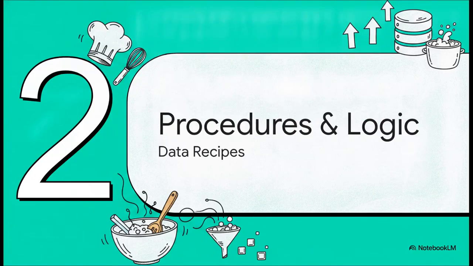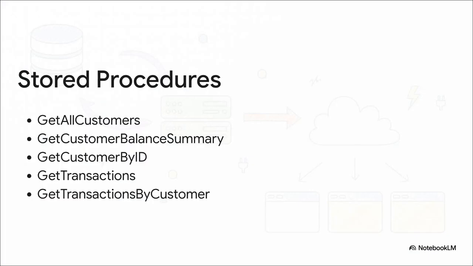Section 2, stored procedures and logic, the recipes for our data. So, moving up the software stack, we have our raw data. But now we need standardized instructions on how to actually prepare it. We achieve this through SQL stored procedures. These represent our menu of capabilities. We've got scripts to get all customers, calculate a get customer balance summary, pull up a specific user with get customer by ID, grab all get transactions, or narrow things down with get transactions by customer. This tells us exactly what grouped data our API will ultimately be able to retrieve for the end user.